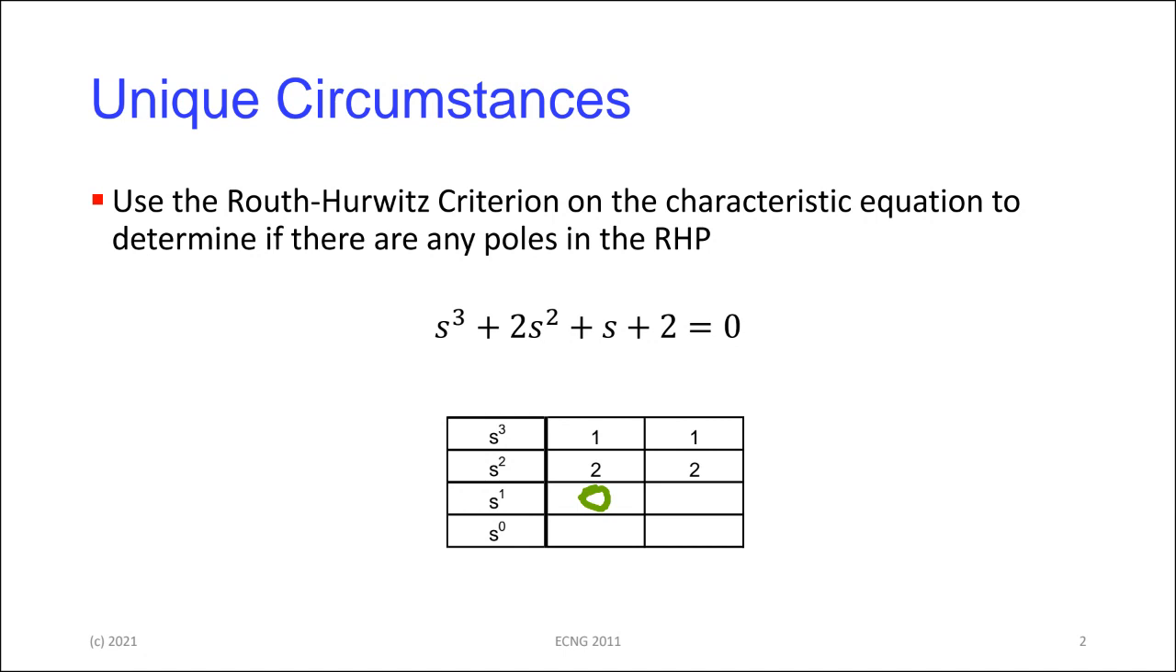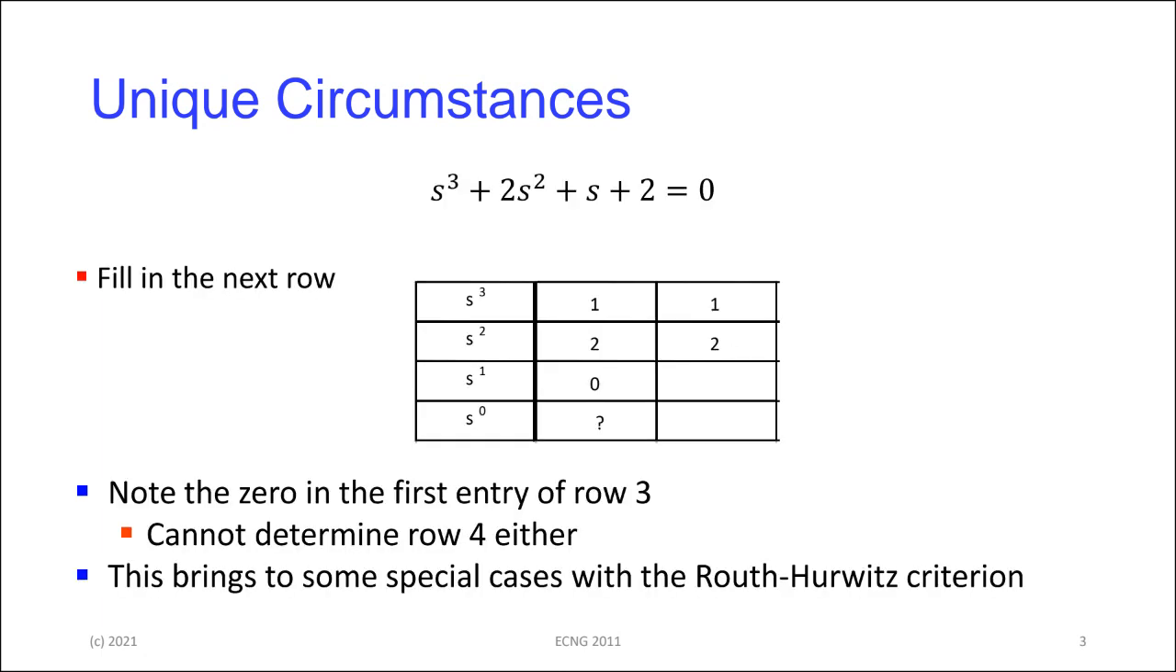And if I have 0 inside of here, how do I calculate the rest of the table? At that point in time, if I have 0 inside of here, I can't determine the next row, because whatever it is, I'm going to have a 0 over 0. So this now brings us to two special cases that we're going to deal with.